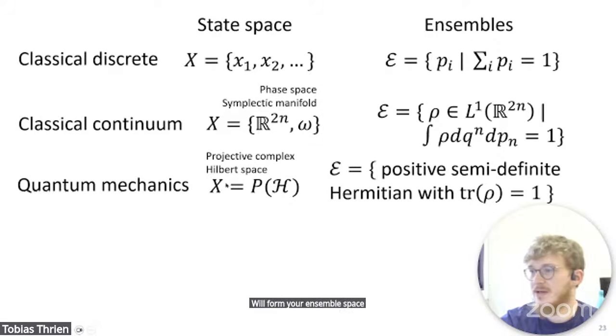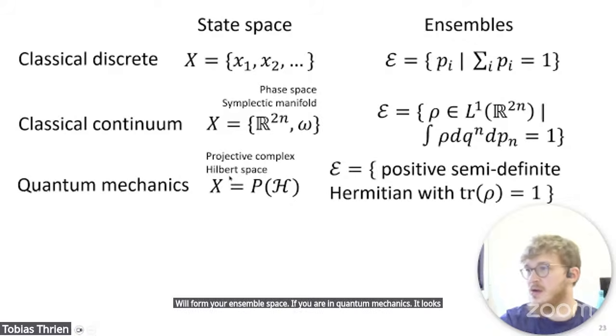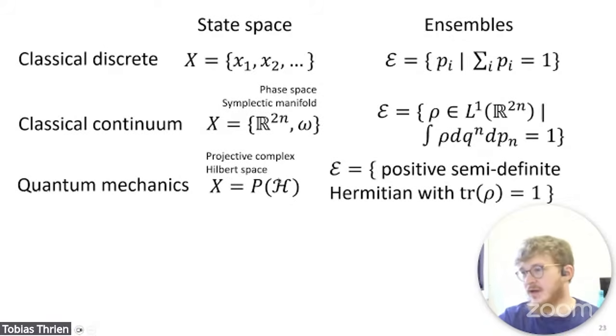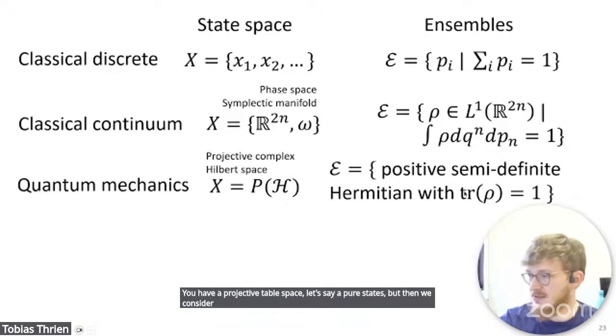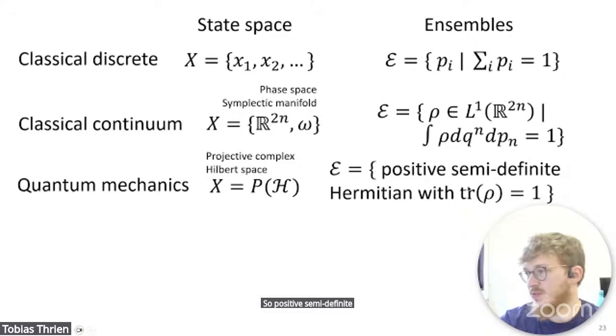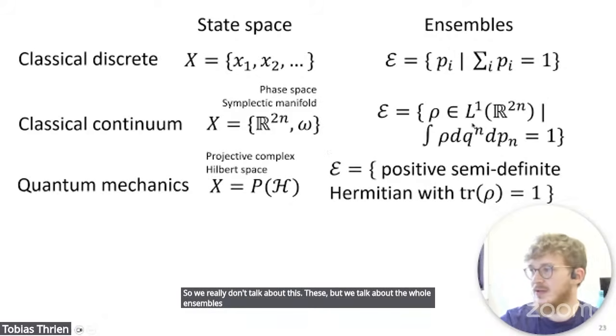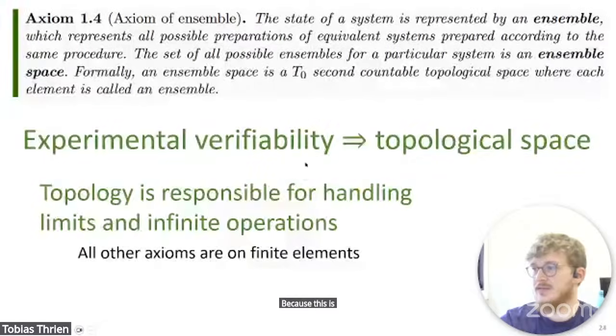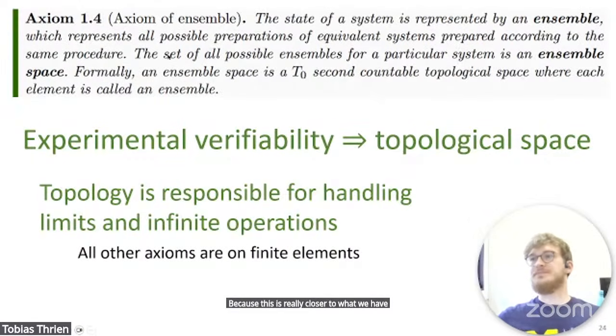If you are in quantum mechanics, it looks different. You have a projective Hilbert space, those are your pure states, but then we consider all the mixed states, the density matrices. So positive semi-definite Hermitian matrices with trace 1, in the finite dimension case at least. So we really don't talk about the pure states, but we talk about the whole ensembles, because this is really closer to what we have in real life.